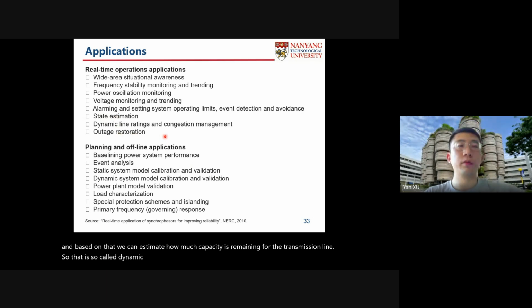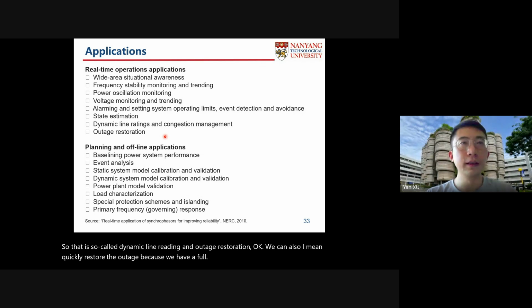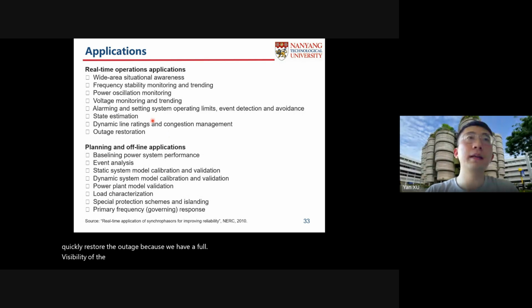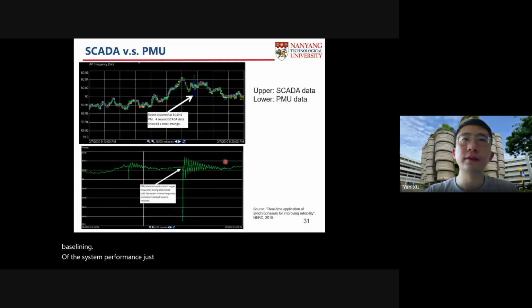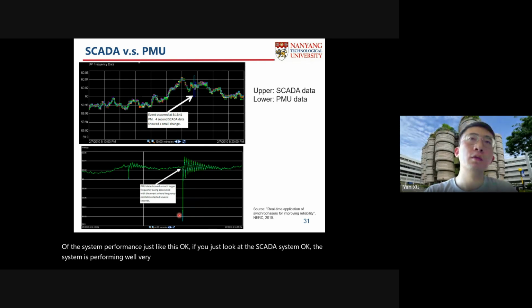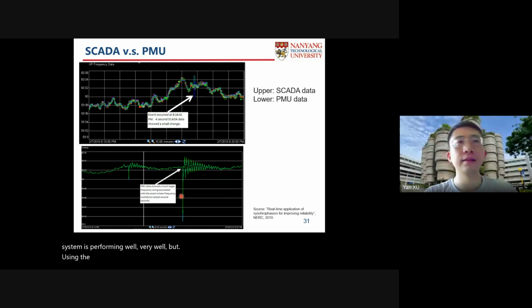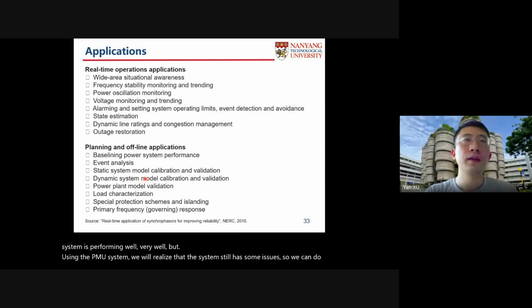And outage restoration. Okay, we can also quickly restore the outage because we have full visibility of the system. So those are mainly for the real-time operation. And the offline application or the planning application, what can we do? Certainly we can do the baselining of the system performance. Just like this, if you just look at the SCADA system, the system is performing very well, but using the PMU system, we will realize that the system still has some issues. So we can do this baselining for system performance.